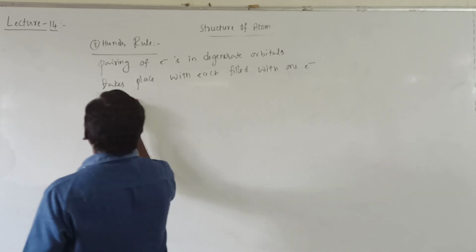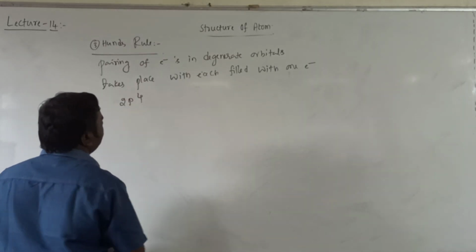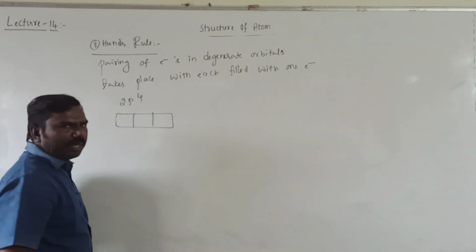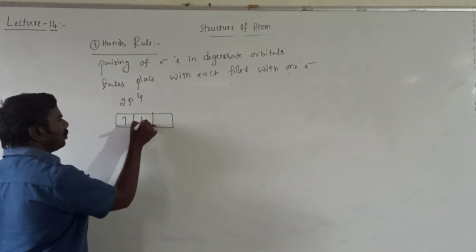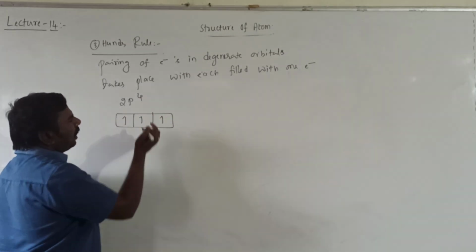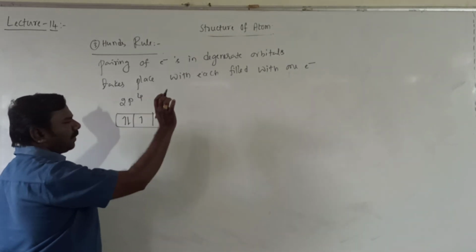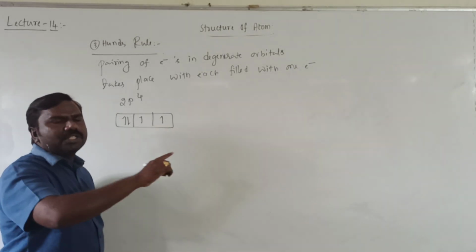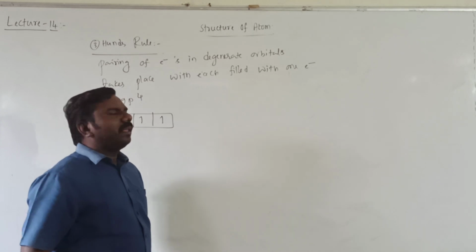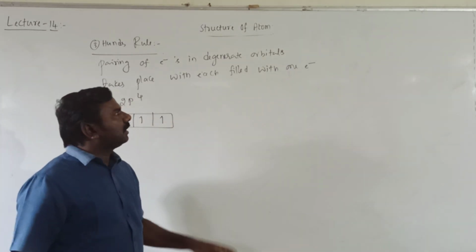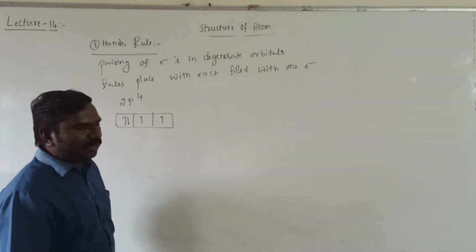For example, 2p4 configuration. 2p contains how many orbitals? 3 orbitals. 1, 2, 3. Right? The fourth electron filling will take place like that. It means after half filling of each and every orbital, only then will pairing take place. Right? That is called Hund's rule.